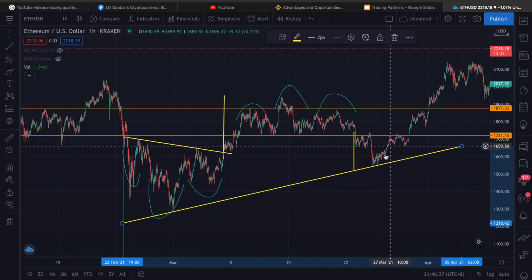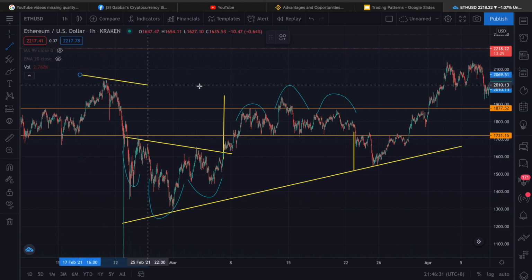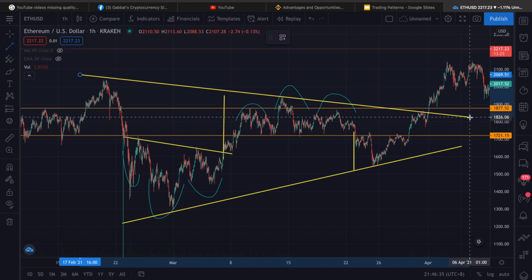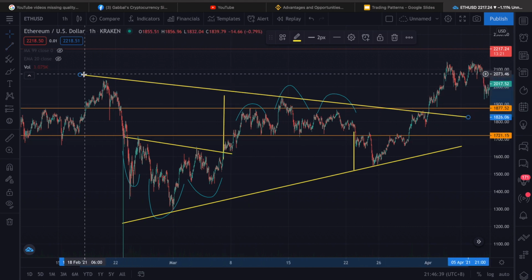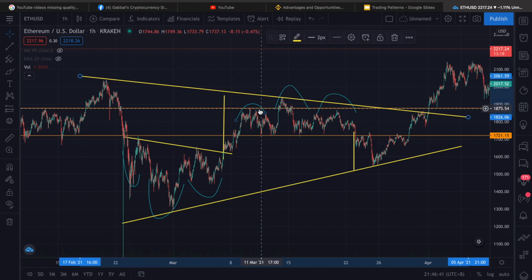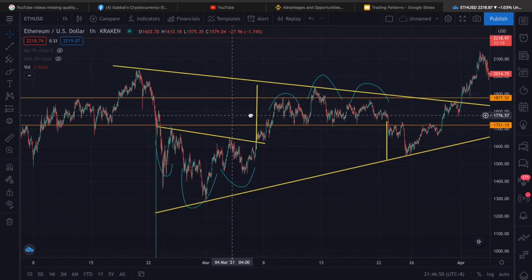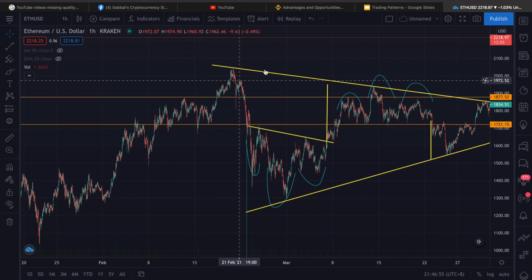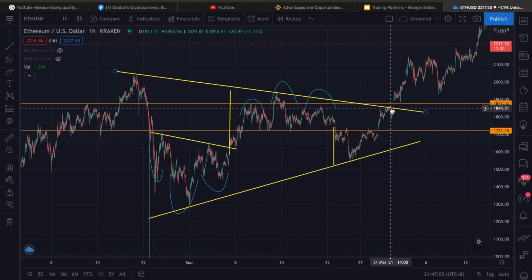1, 2, and then from the top, meron din tayong resistance at mapapansin nyo, nag-form tayo ng symmetric triangle indicating that this movement is going to be a symmetric triangle. So it's a continuation pattern. So kung continuation pattern siya, tingnan natin yung previous action niya. So bullish siya from the previous pattern, indicating that ang possible target natin is bullish.